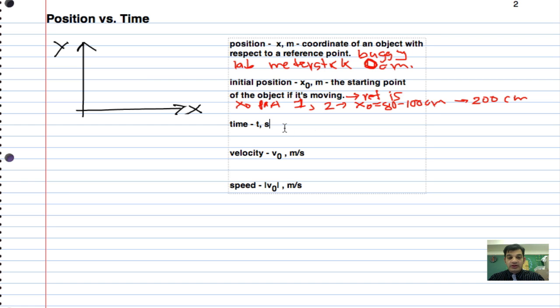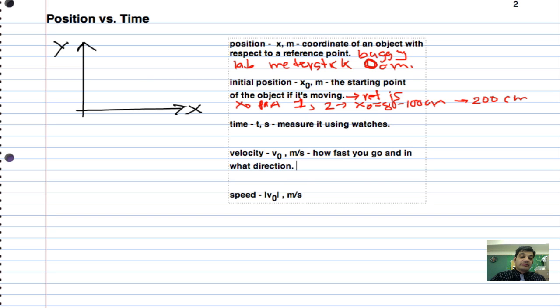Now, the next thing, of course, is time. We don't really define it, we just say we measure it using watches. That's how I'm going to leave that. Now, from the buggy lab, what you should have learned is that velocity is measured in meters per second, and it is how fast you go and in what direction. And what we learned from the buggy lab is that it is the slope of the x versus t plot. So that's the more rigorous definition.